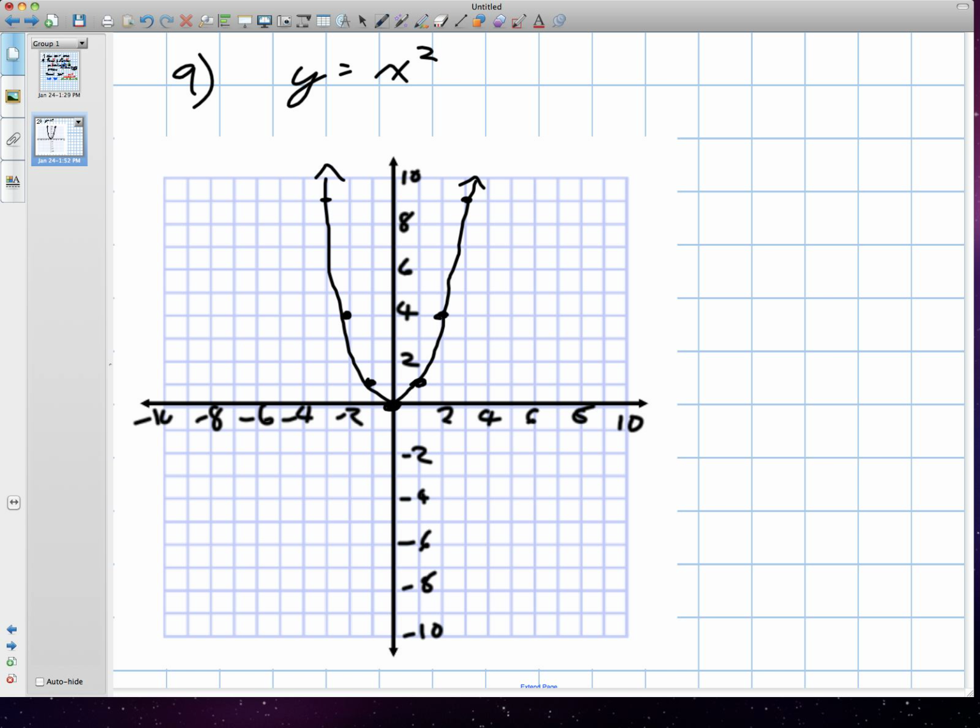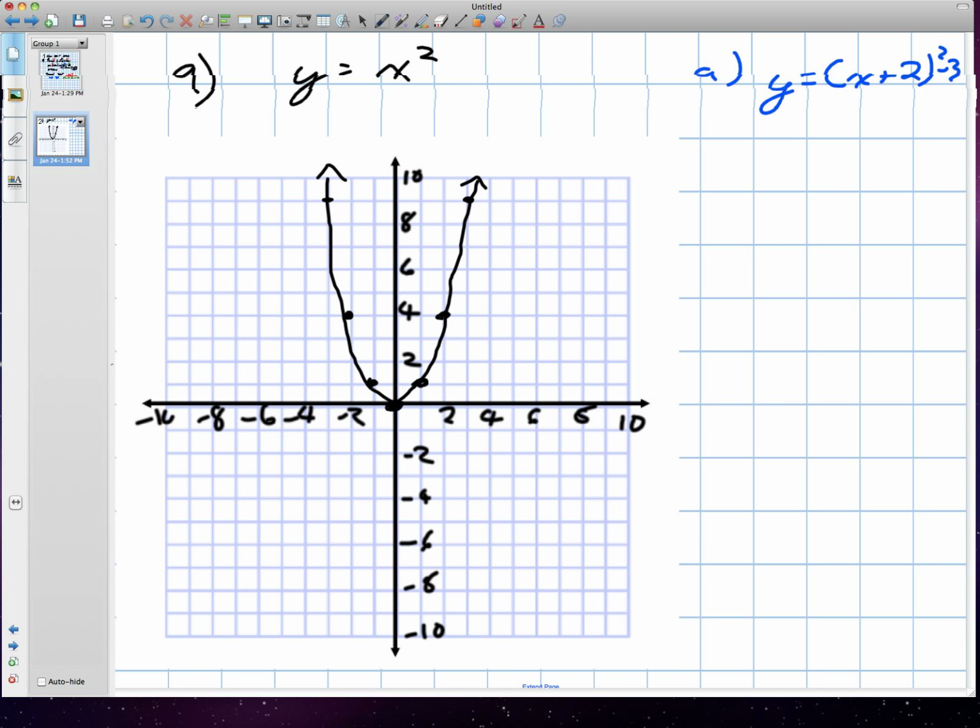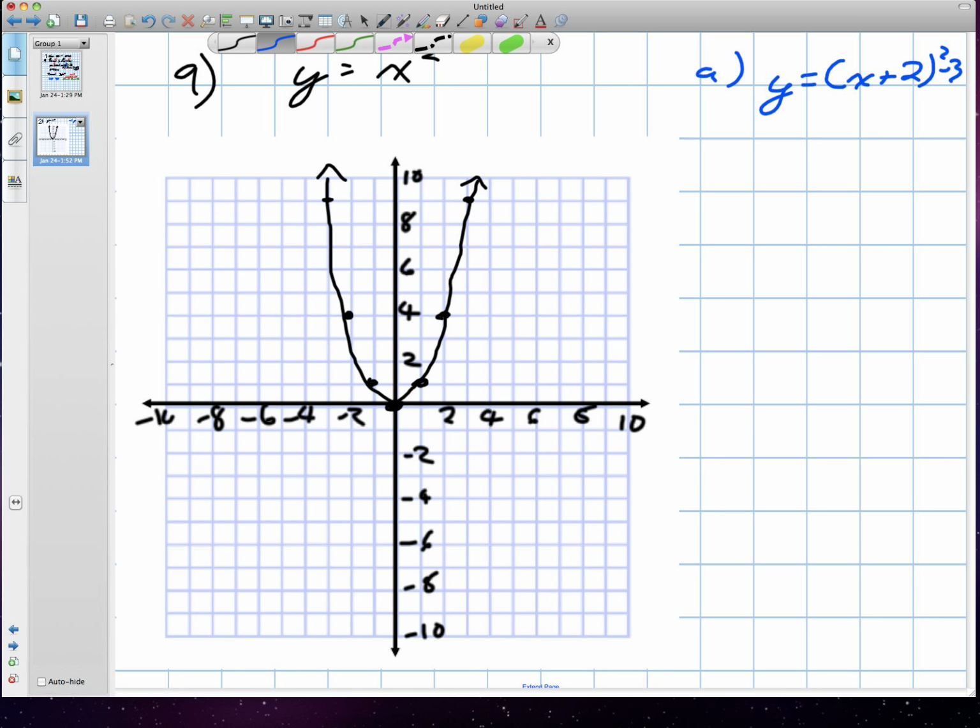Now we're going to talk about the different ones they've given us. A, in this question, is y equals bracket x plus 2 squared minus 3. So these are in vertex form. If you remember our vertex form, y equals a times the quantity x minus h squared plus k. So we have our a value, our h value, and our k value. Is there an a value in this one? Technically there is: 1. So our a value is 1, but it doesn't really affect stretching. It's the same as the original.